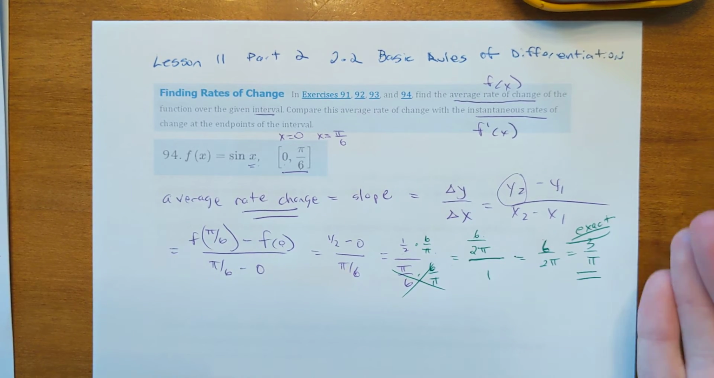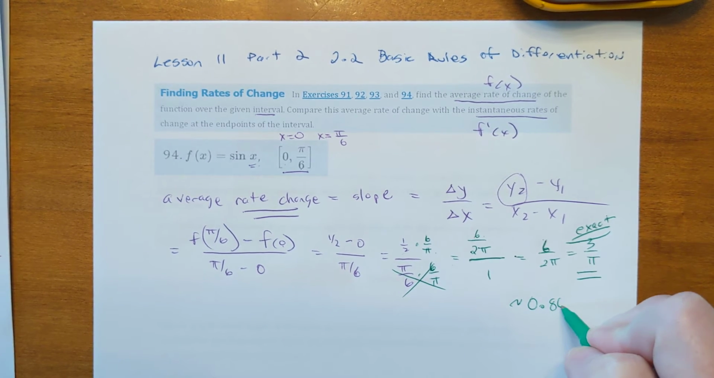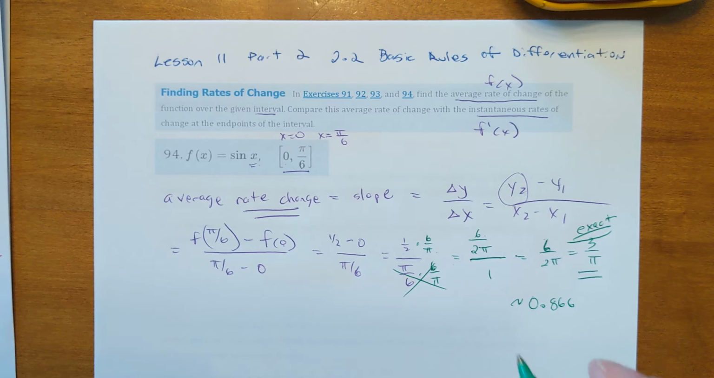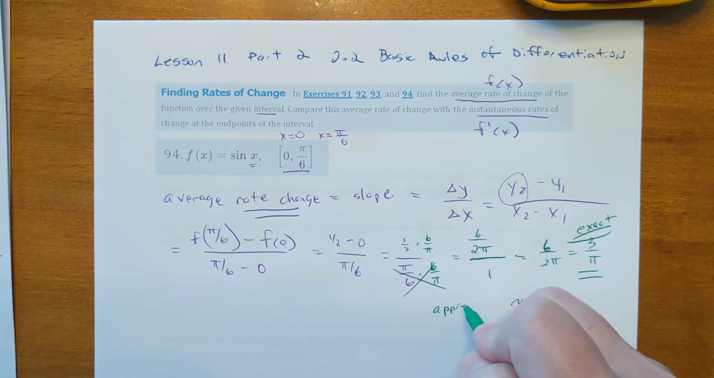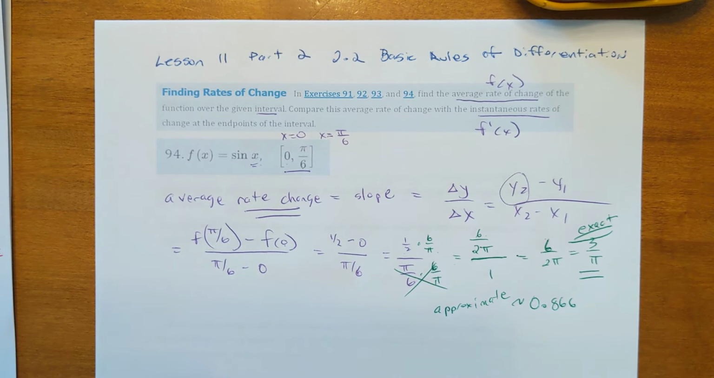If you divide 3 by pi on your calculator, you get about 0.866. That's approximate. We rounded it. We truncated off the answer. It's an irrational number that goes on forever. So you have to cut it off, and that's what makes it approximate.